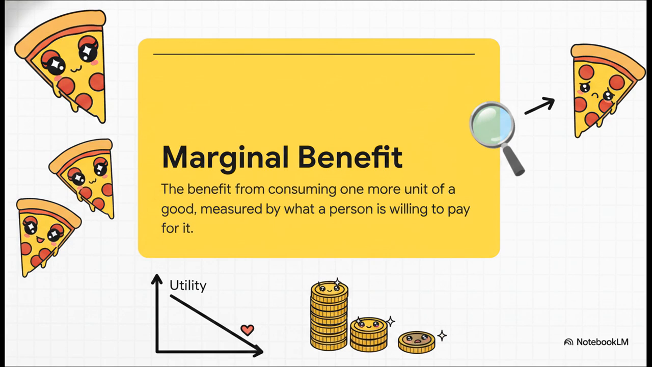Okay, so what about the other side of the coin, marginal benefit? This is the extra bit of joy or value you get from one more unit of something. Think about it. That first slice of pizza when you're starving, it's heaven, right? But the 10th slice? Not so much. That's the principle of decreasing marginal benefit. The more you have of something, the less you want one more.